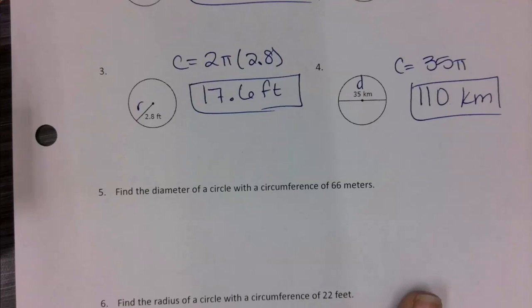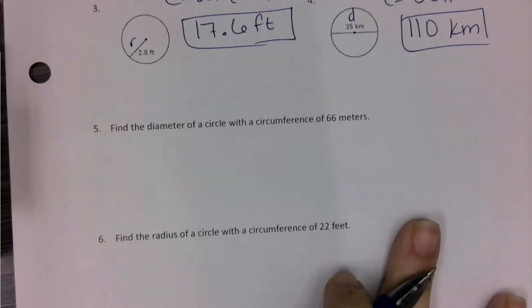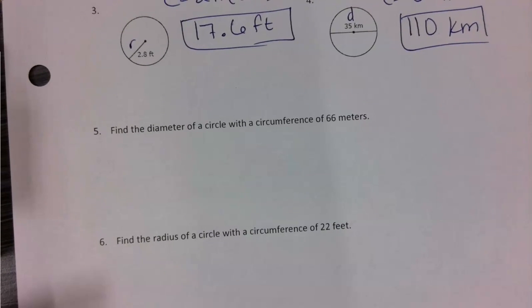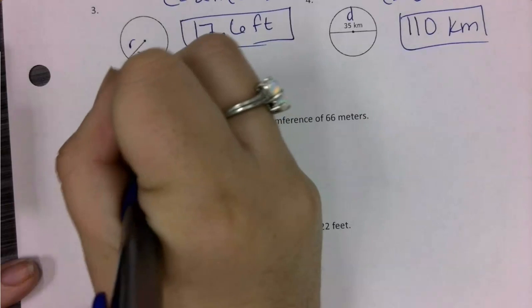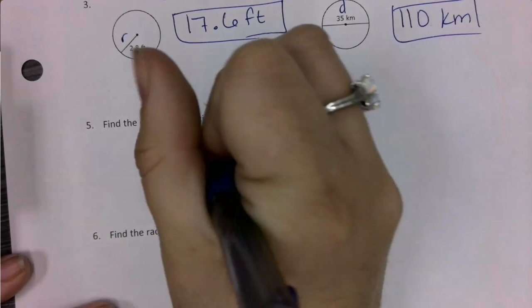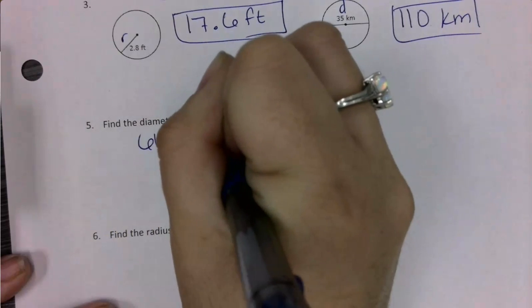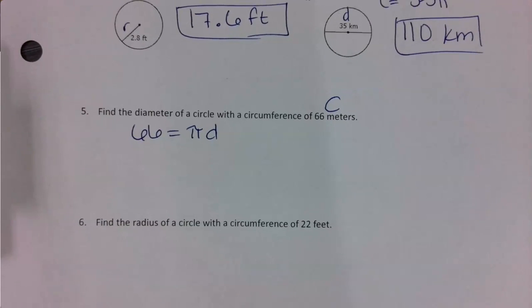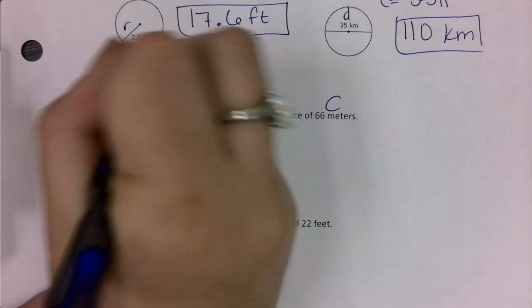So 5 and 6 are working backwards. It wants me to find the diameter of a circumference of 66 meters. So this is my c. So I'm going to have 66 equals pi d. And I know to use this formula because of the word diameter.